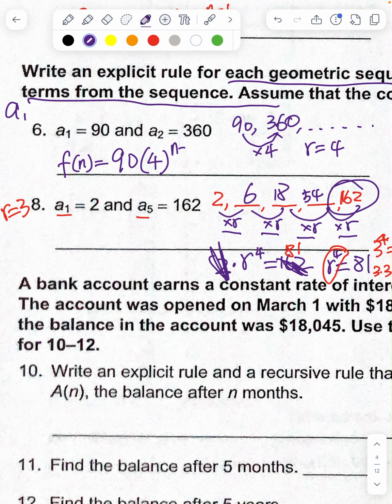Now I can put it in the formula. So f of n equals first term 2 times the common ratio 3 raised to the power n minus 1. So that's it, the formula. Any term equals 2 times 3 raised to the position minus 1 power.